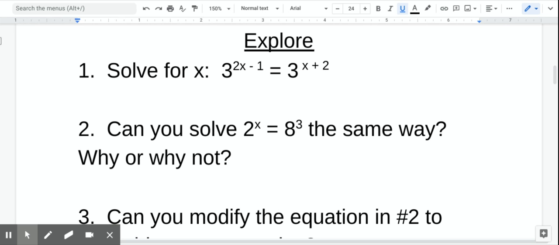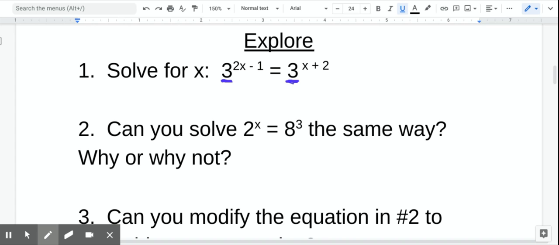All right, so what we're going to be doing for the rest of this lesson is solving exponential equations. So we are going to be solving things with x in the exponent. So take a look at number 1. We have 3 to the 2x minus 1 equals 3 to the x plus 2. And notice these bases are the same. They're both 3's on the bottom. So what that means is we can kind of ignore them.